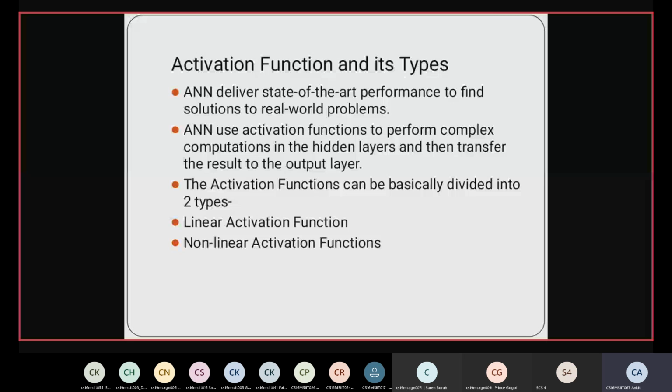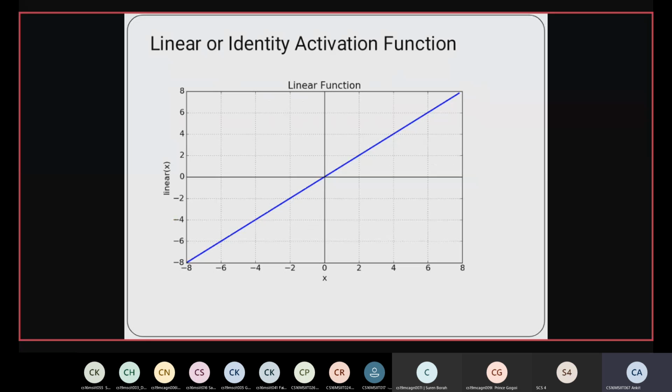So there are two types: the linear activation function and the non-linear activation function. Here in the linear one, you can see the graph. What is the output? There is no range. The output of the function will not be confined to any range. What will be the equation? f(x) equals x. The range is minus infinity to infinity. So it doesn't help to solve the complexity in the neural network.